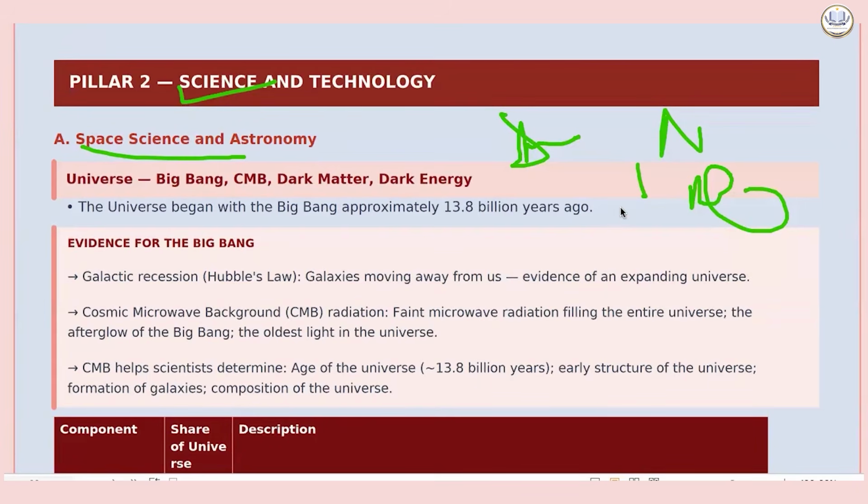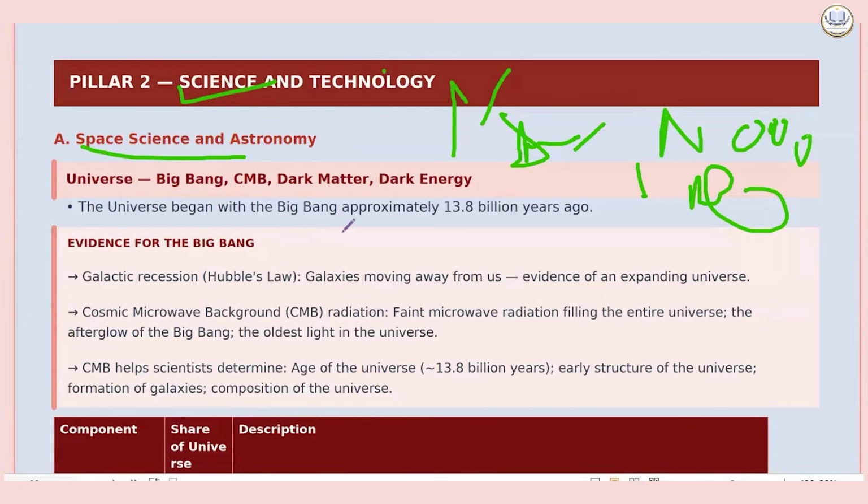So at the start, what was there? Space, time, matter, and energy, all compressed into an extremely small state. And then the expansion began. This was not an explosion in empty space, it was the expansion of space itself.